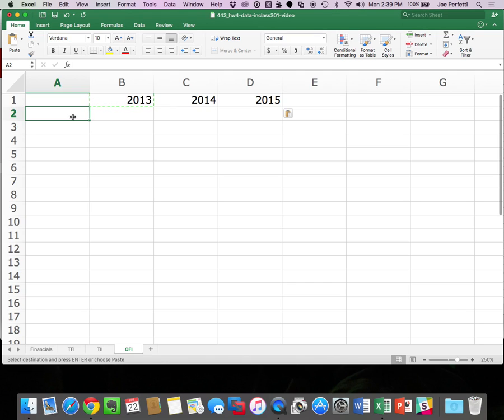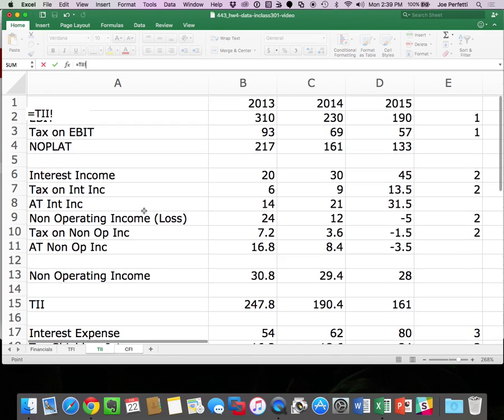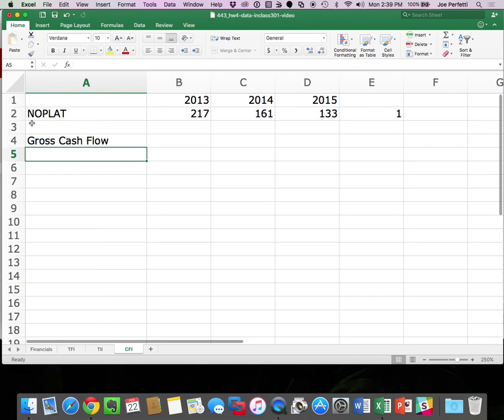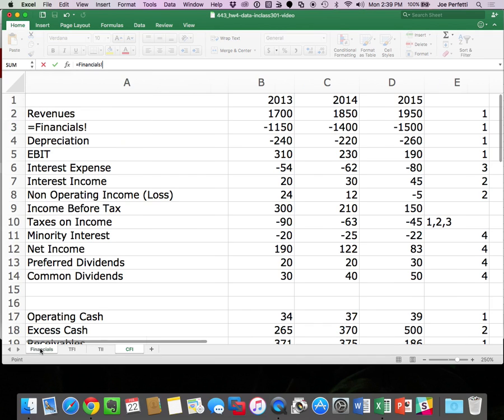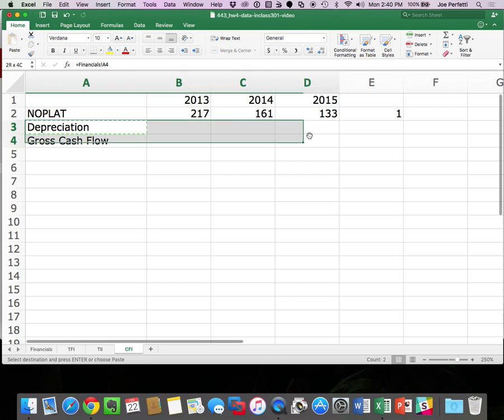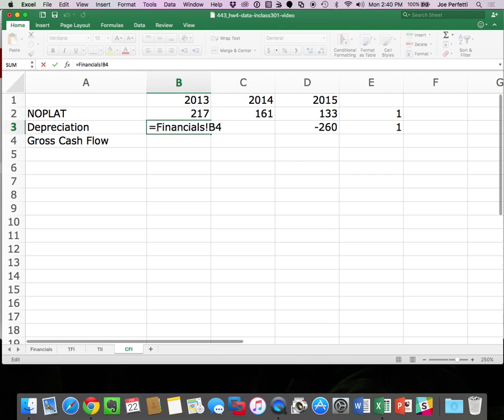All right, so let's start out the process with the income statement. Income statement's TII, and I start out with my NOPLAT, which is my operating profits after tax. And what I'm trying to get to is something called gross cash flow, which is the cash coming from the income statement, defined as NOPLAT plus depreciation. Now, depreciation is here, and I'm going to be adding my depreciation. So I have to make it a positive number if I'm going to be adding it back.